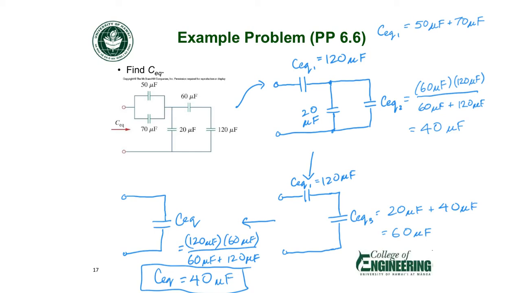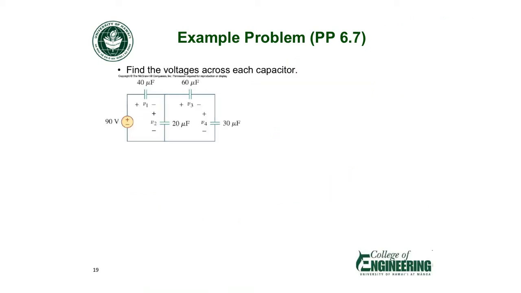Okay, now let's do a little bit trickier example. Here's a similar circuit, multiple capacitors. They're connected to a 90 volt DC source. And now I want to know if I have this arrangement of capacitors, what's going to be the voltage across each capacitor?